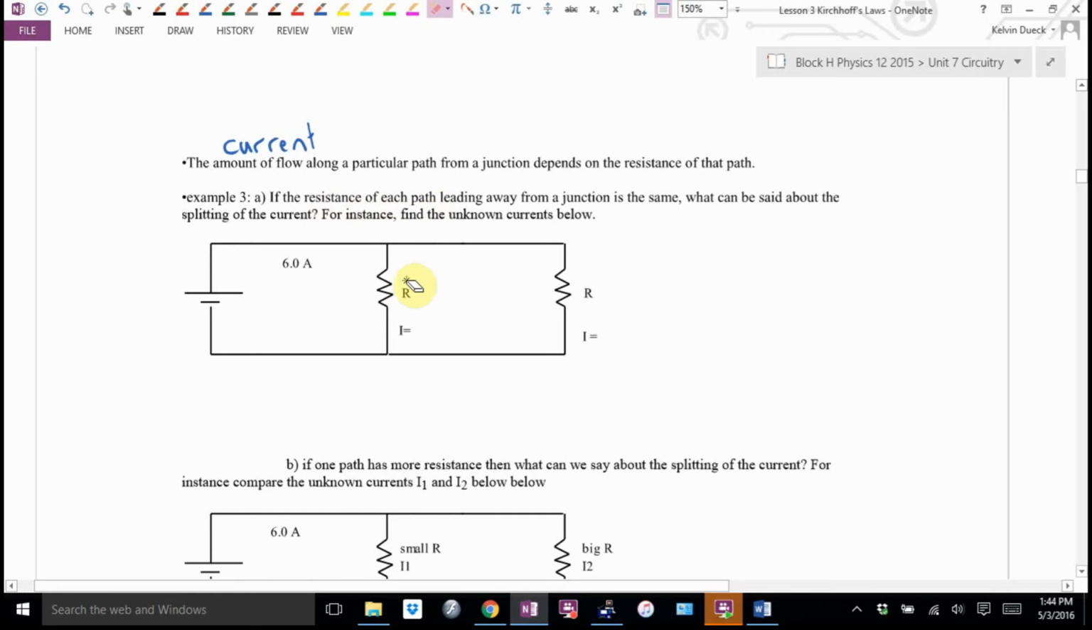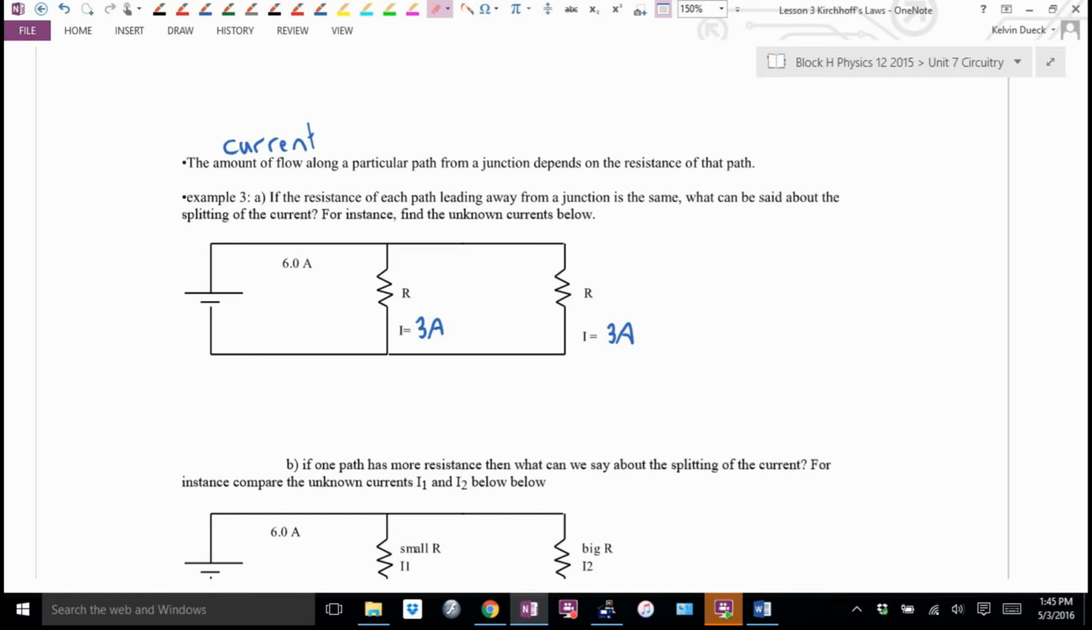If the resistance of each path leading away from the junction is the same, what can you say about the current? So if I have 6 amps and I have 2 identical resistors, how would it mathematically make sense for the current to split up? 3 and 3. What if one resistor was twice as big, half the current of the other one? What if one resistor was 3 times as big, 1/3 less current? Because as resistance goes up, current goes down.